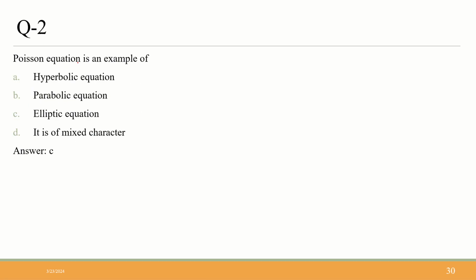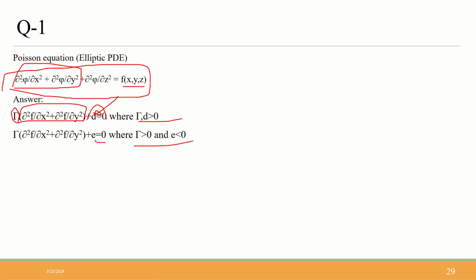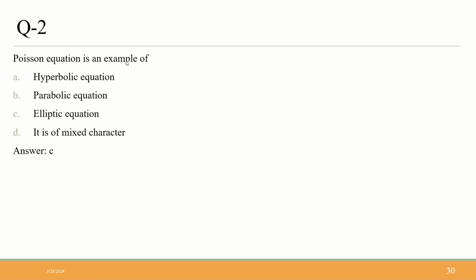Poisson equation is an example of a hyperbolic equation, parabolic equation, elliptic equation, or it is of mixed character. In the previous slide itself we have seen that it is an elliptic equation. So it is ∂²f/∂x² + ∂²f/∂y² equal to a function of something, and therefore it is an elliptic equation. So the answer to this is option C.